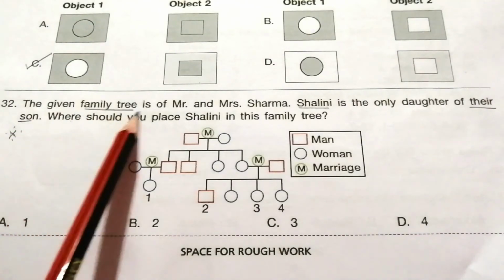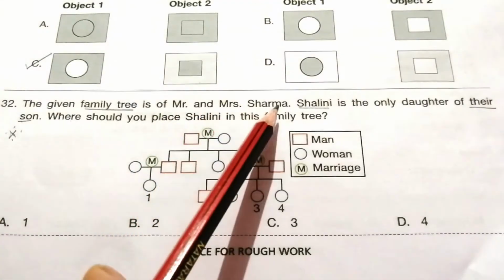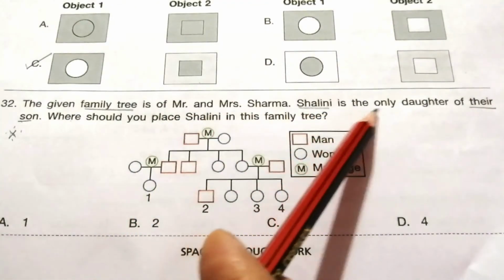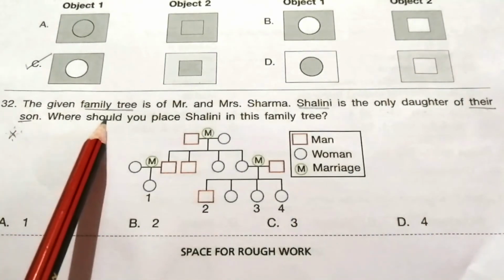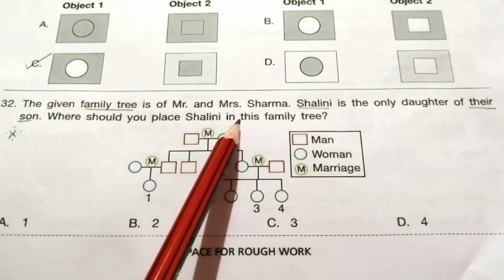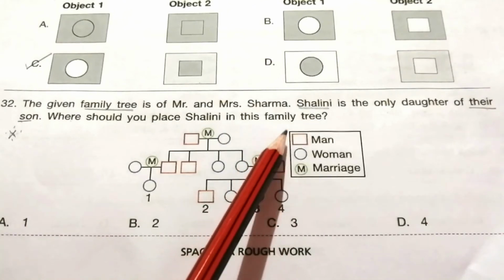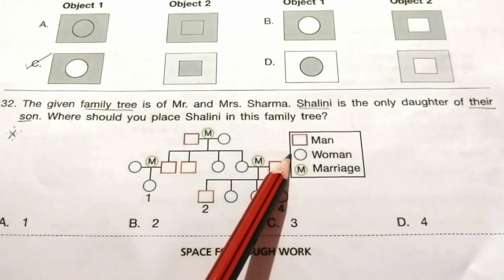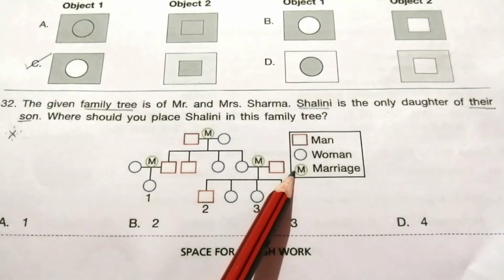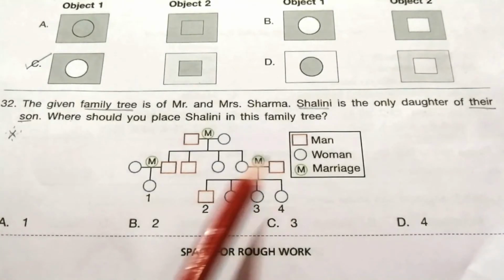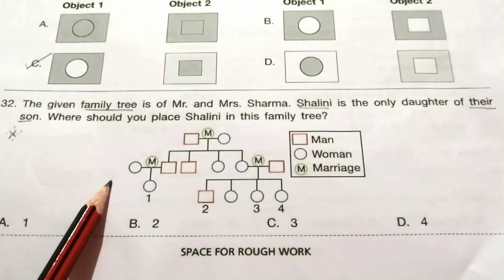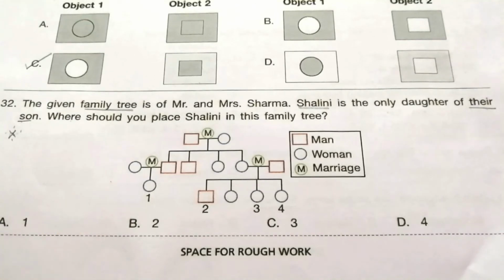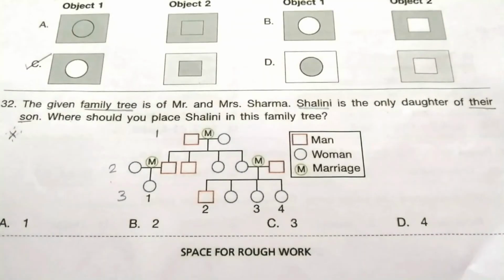32. The given family tree is of Mr. and Mrs. Sharma. Shalini is the only daughter of their son. Where should you place Shalini in this family tree? Rectangle represents man and circle represents woman. Circle with M represents marriage. This is the given family tree. You read the given options and try to find out the answer.